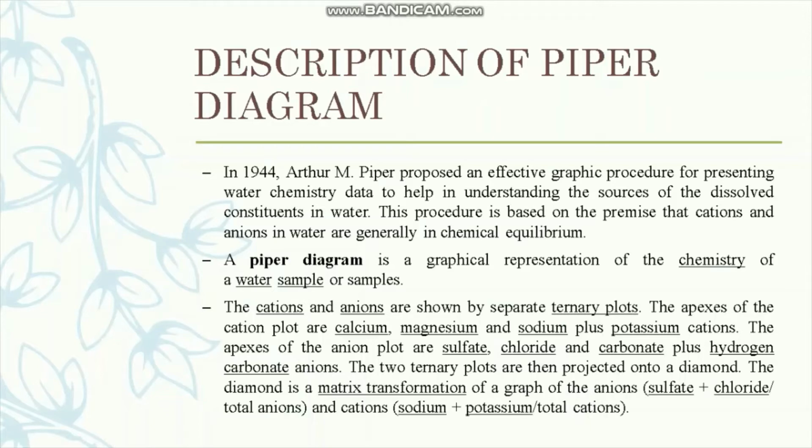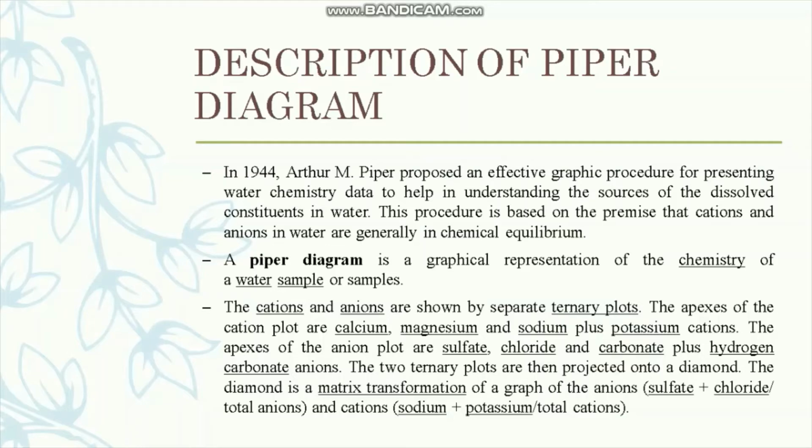The cations and anions are shown by separate ternary plots, which we will see in our next slide. The apexes of the cation plot are calcium, magnesium, and sodium plus potassium cations. The apexes of the anion plot are sulfate, chloride, and carbonate plus hydrogen carbonate anions. The two ternary plots are then projected into a diamond, which is a matrix transformation of a graph of the anions, that is sulfate plus chloride over total anion, and the cations, sodium plus potassium over total cation.